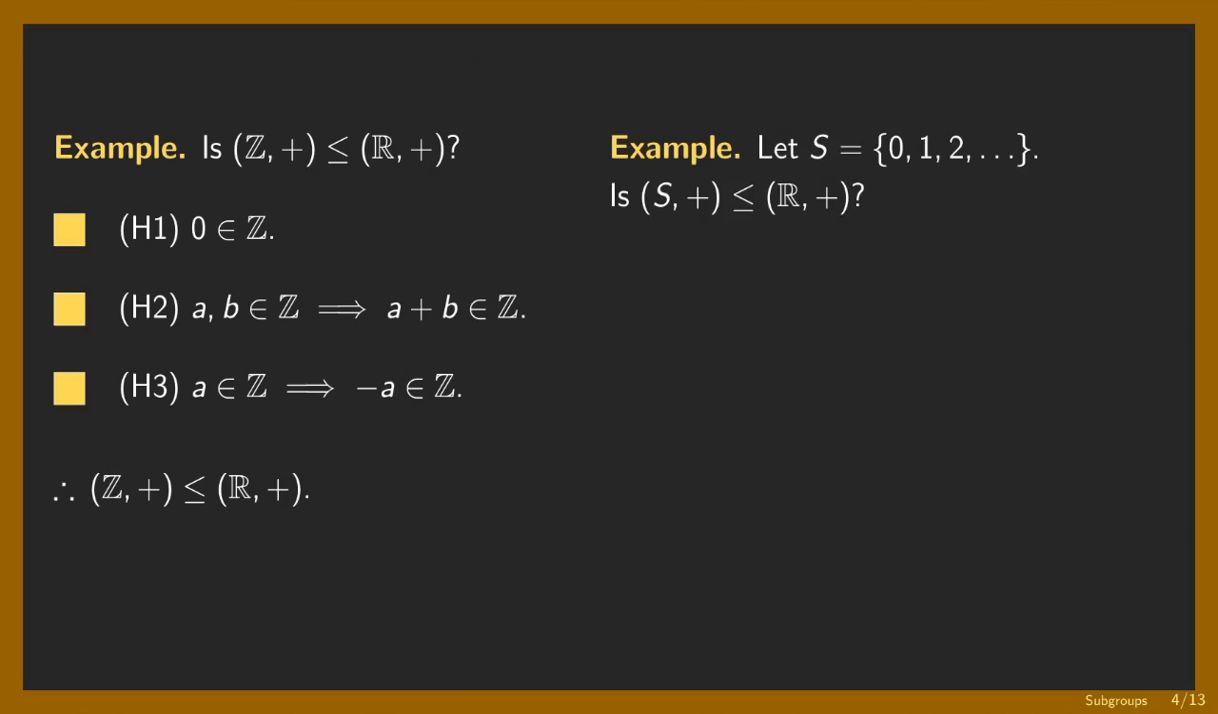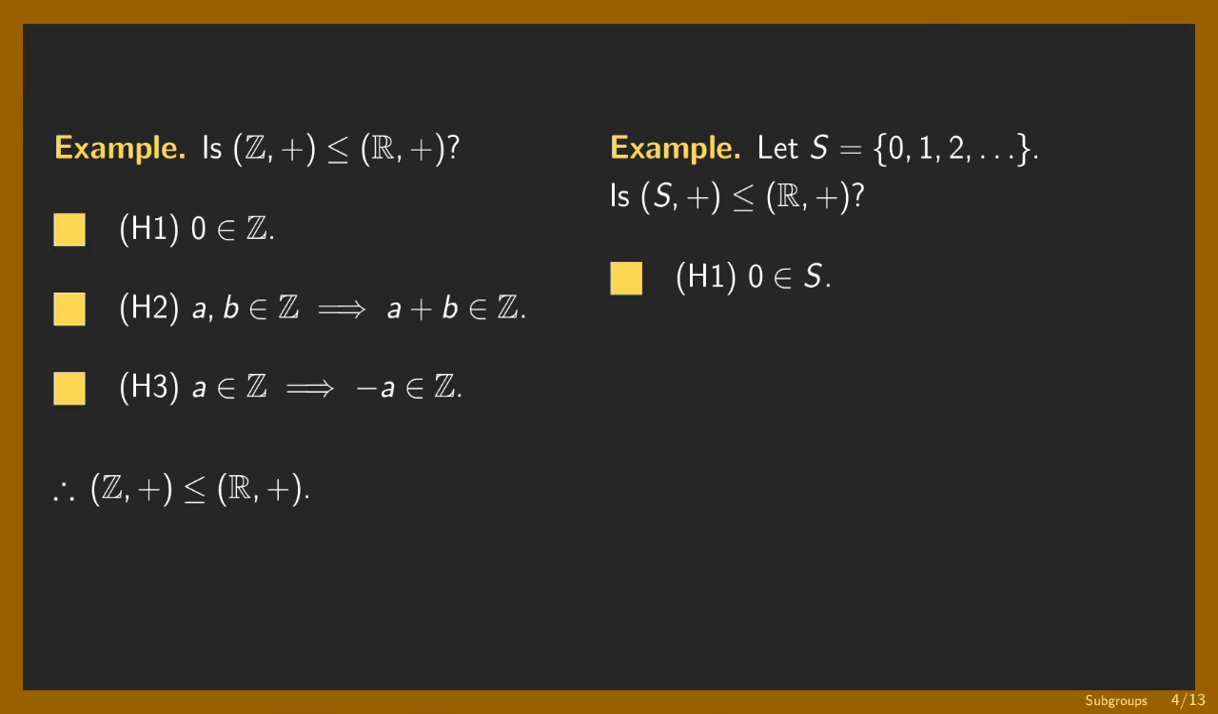Let's consider another one. On the other hand, let's consider the set S containing the non-negative integers, which are 0, 1, 2, and so on. Is this set a subgroup of R under addition? What do you think? Now, in order to know, we have to ask if the axioms H1 to H3 are satisfied. Take note that if one of these axioms is not satisfied, then already we can conclude that the set is not a subgroup. First of all, is the identity element 0 of R an element of S? Well, basically, yes.